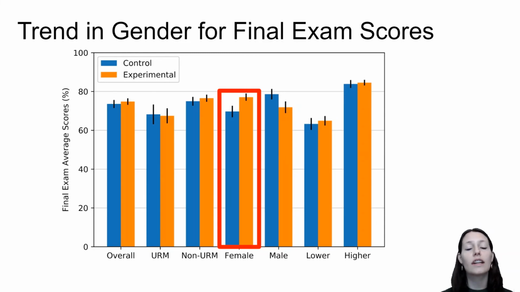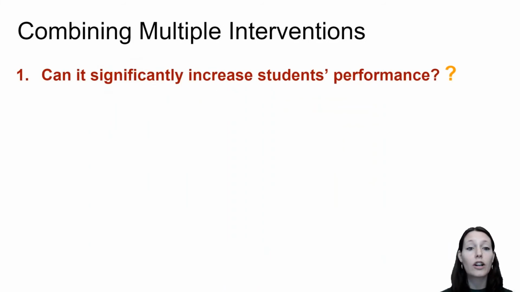There was one trend in gender for final exam scores. Now, in this case, females scored 7% higher in the experimental group than the control group, whereas males scored 7% lower in the experimental group than the control group, though only the females' difference was statistically significant. Now, it's important to remember that we ran a number of statistical tests here looking for significance, so our single finding could have happened by chance, and further study is needed for this. So we aren't sure. We didn't see anything conclusive showing that it can significantly increase students' performance.